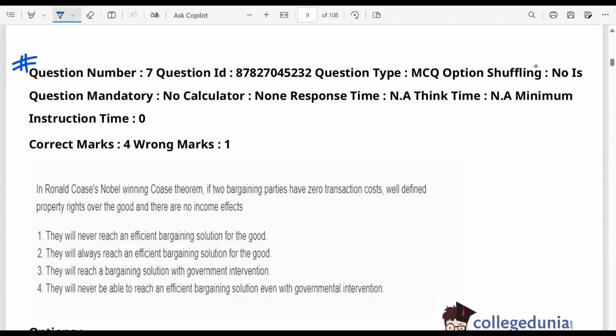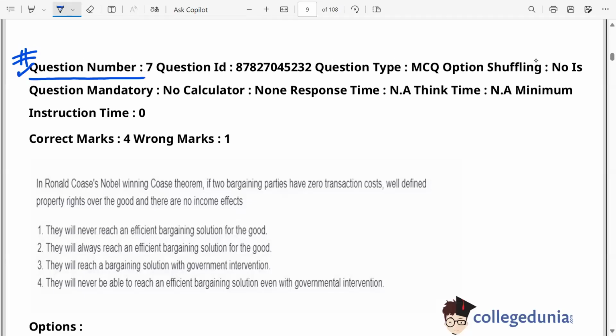So let's read question number 7. In the Ronald Coase Nobel winning Coase theorem, if two bargaining parties have zero transaction costs and well-defined property rights over the good and there are no income effects: they will never reach an efficient bargaining solution; they will always reach an efficient bargaining solution; they will reach a bargaining solution with government intervention; they will never be able to reach an efficient bargaining solution without government intervention.